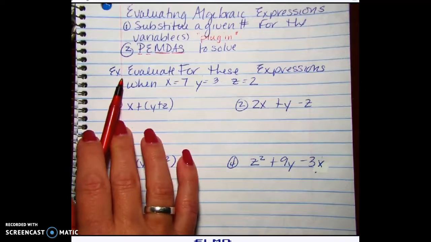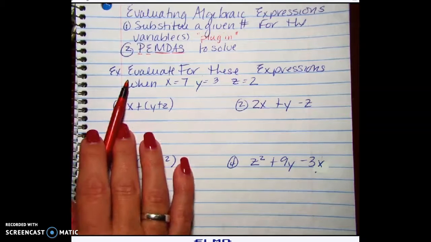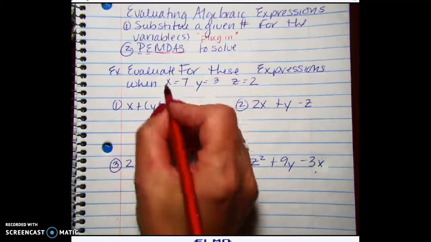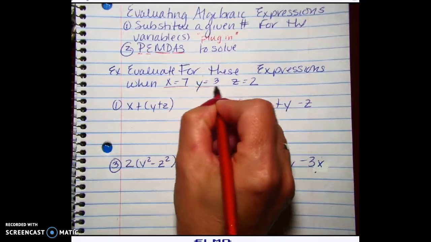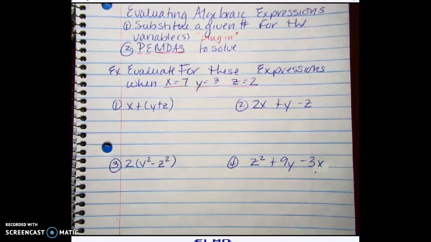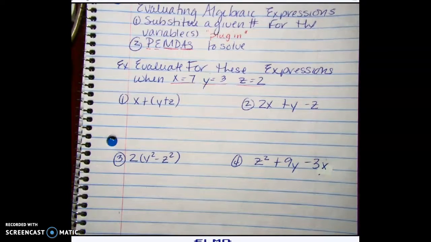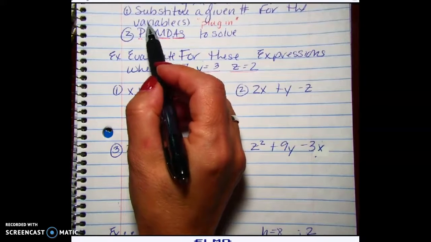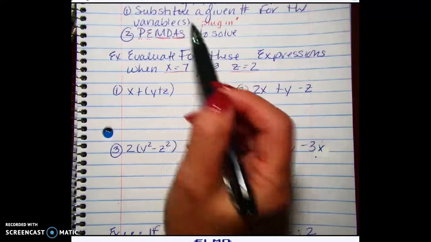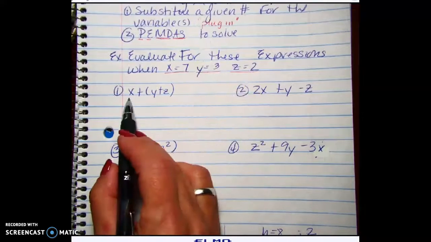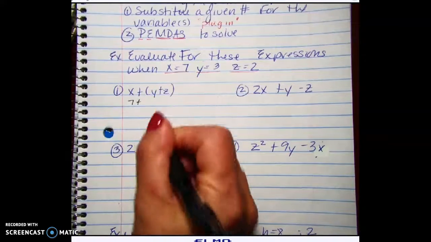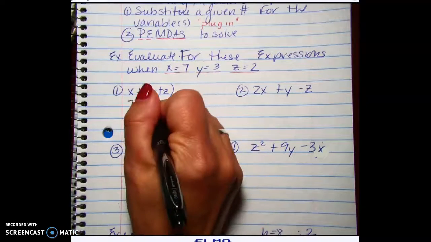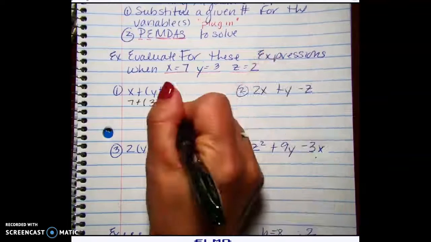So you'll be given a given number, and usually it'll say something like this. Evaluate these expressions when x equals 7, y equals 3, and z equals 2. So all I do is I start with the first set of directions, which is plug in your numbers or substitute. Well, x equals 7, and then I just write the rest of it in my problem. I don't try to solve anything yet. y equals 3, and z equals 2.